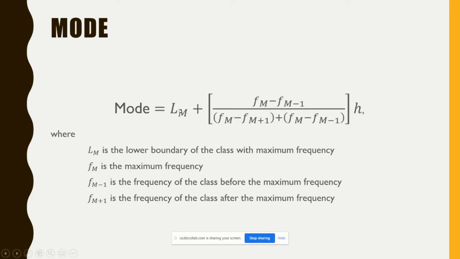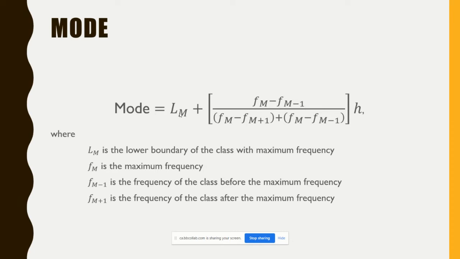LM is what we call the modal class. What is the mode? The mode is the one with a lot of repetitions. In ungrouped data, we already saw the mode can be one or more than one number. But here in grouped data, we calculate only one. So how do we begin? We take the class with the highest frequency, and we say that is the modal class.